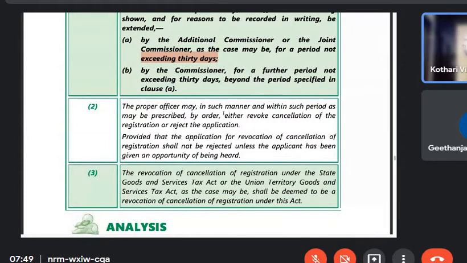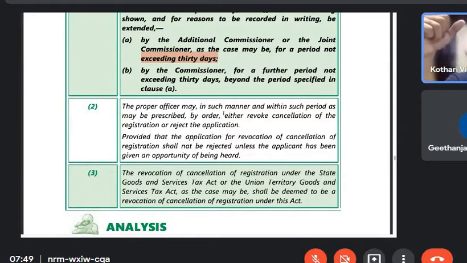Once you apply for revocation, what options are available to the proper officer? The proper officer may, in such manner and within such period, either by order revoke the cancellation, that is, accept your application and revoke the cancellation of the registration, or reject the application. You apply for revocation, and the proper officer says, okay, I accept it, I revoke the cancellation. Or he says, no, I am rejecting your application.